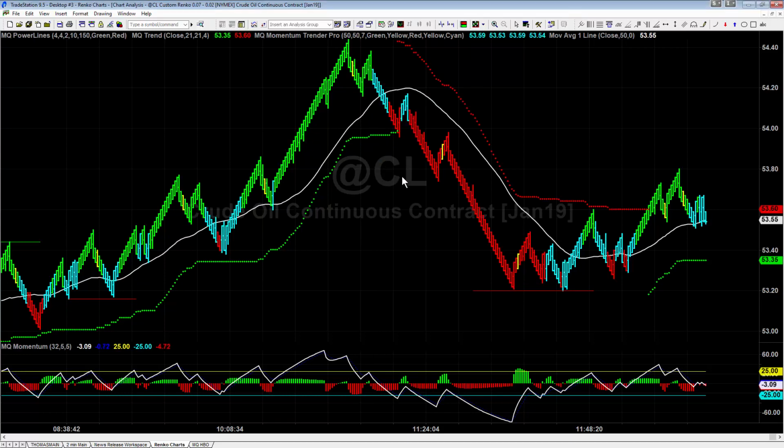But again, this is just one of the ways of catching these bigger swings and knowing when to get in and when to get out and how to stay in a trade longer. And it works extremely, extremely well with the current volatility.